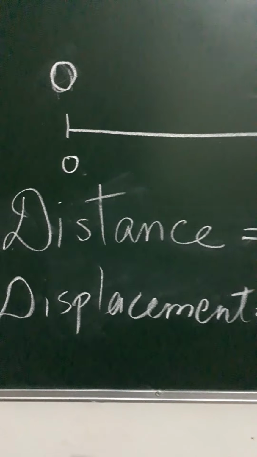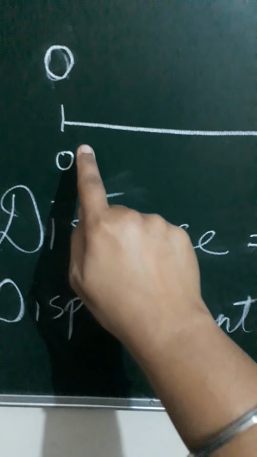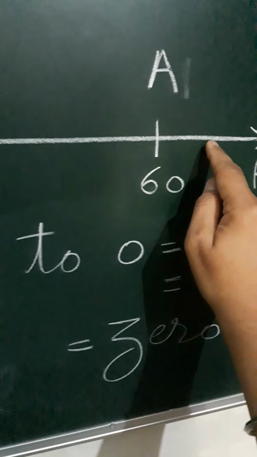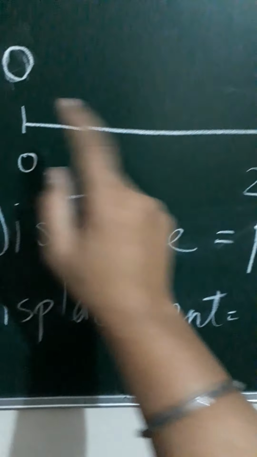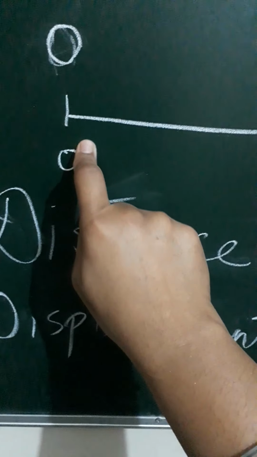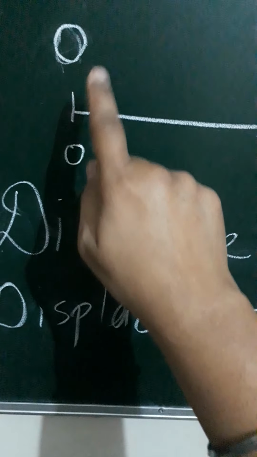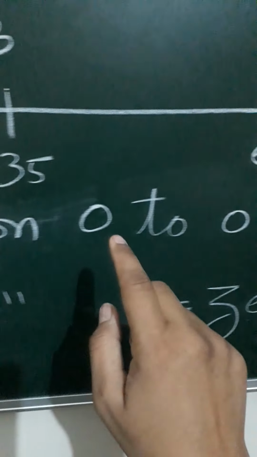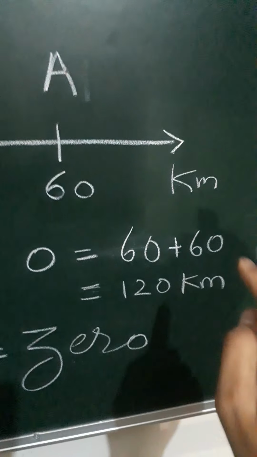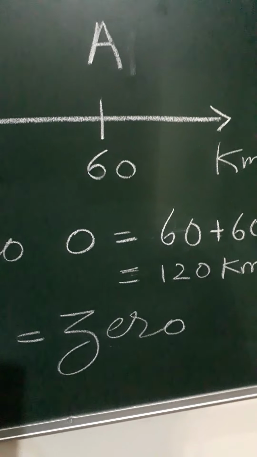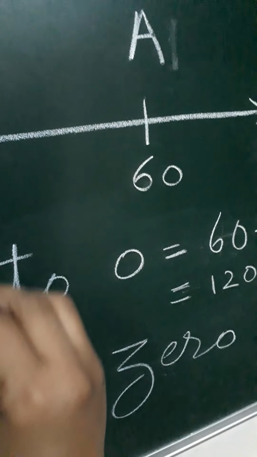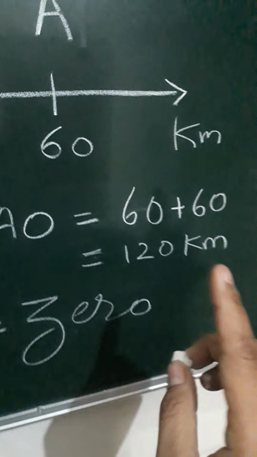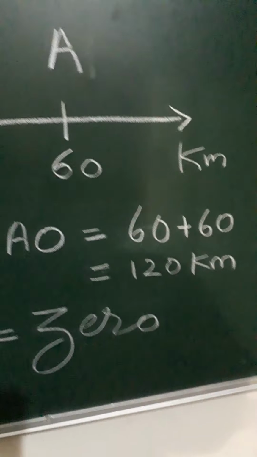So here students, let us understand. Suppose the object moves from position O to A and then turns and comes back to the original position O, which is also the origin. So the distance covered in this case will be from position O to O, that is going to be 60 plus 60, equal to 120 kilometers. So it is going to be OA plus AO, 60 plus 60 is equal to 120 kilometers.